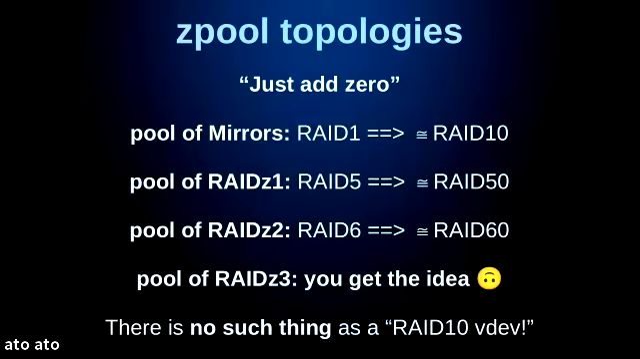So for the zpool itself, it's a lot like just adding zero to the RAID level of your individual VDEVs. A pool of mirrors is like a RAID 10. A pool of RAID Z1 is like RAID 50. Because if you've got multiple of these striped RAID VDEVs, and then you're distributing writes amongst these multiple striped VDEVs, that's going to be like your really big conventional RAID algorithms, the RAID 50, the RAID 60, where you've got sets and subsets. Logically, it looks very similar. Again, no such thing as a RAID 10 VDEV.